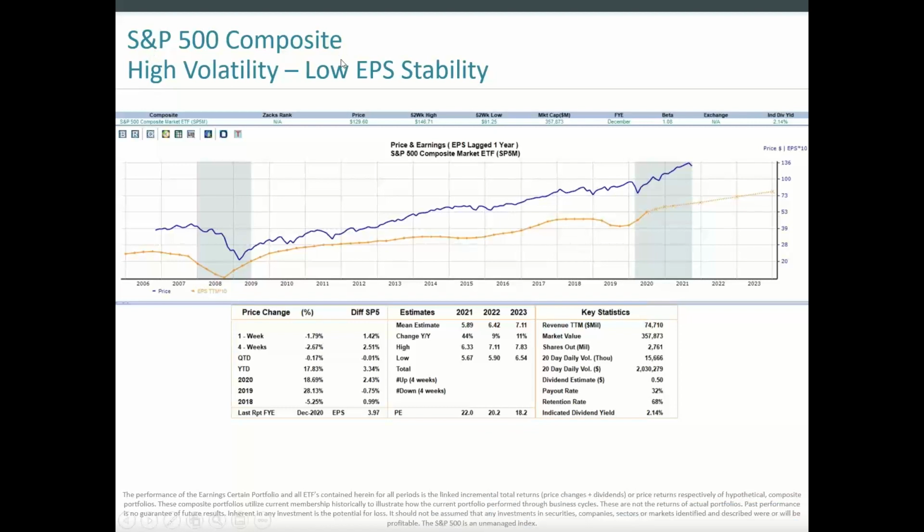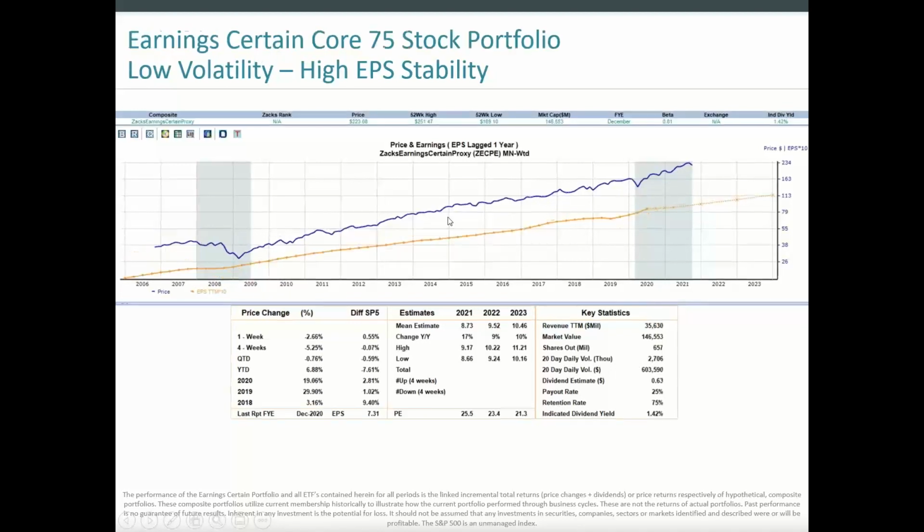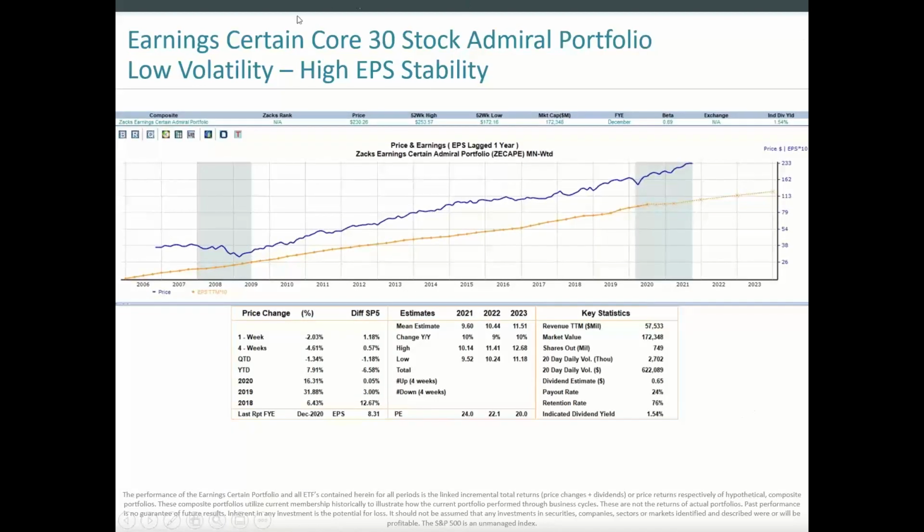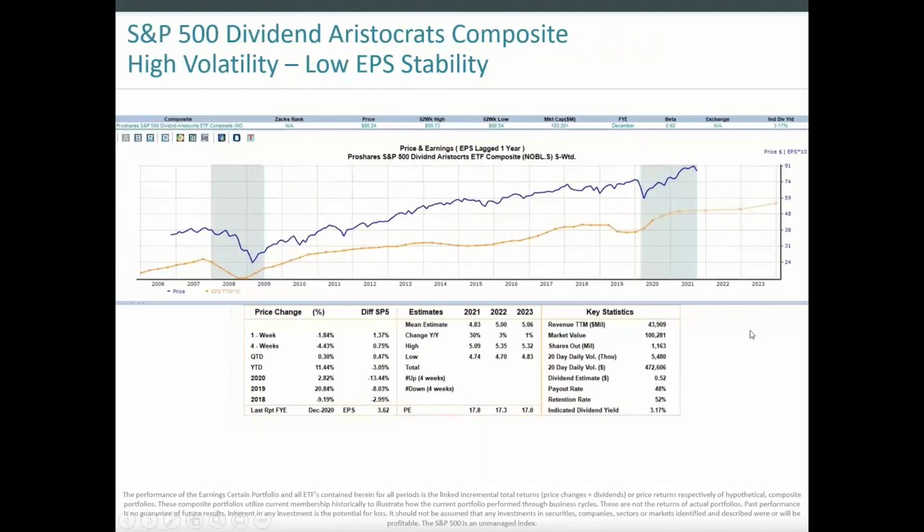So here's what you're looking at with the S&P 500. Again, when you think of the S&P 500, I want you to think of high price volatility and low EPS stability. And you can see that here, the variability in the orange line, earnings, and the variability of the blue line, which is price. The earnings certain core 75 stock portfolio is just the opposite. It's low volatility, high EPS stability. And you can see that here. Earnings certain core 30 Admiral, low volatility, high EPS stability.